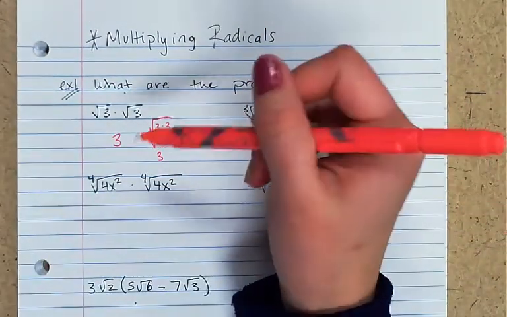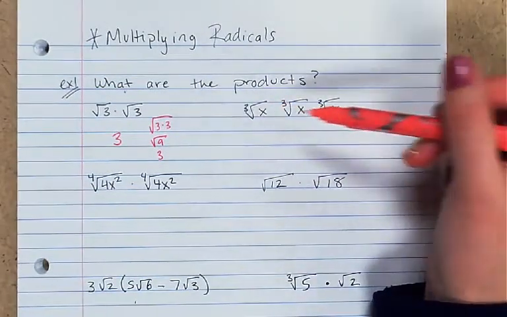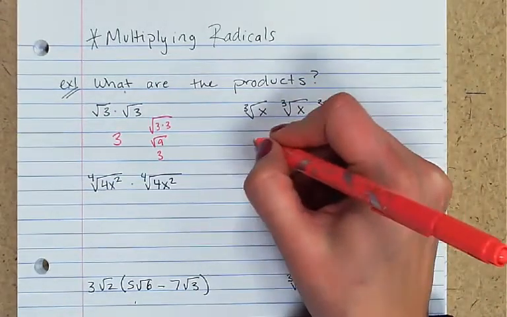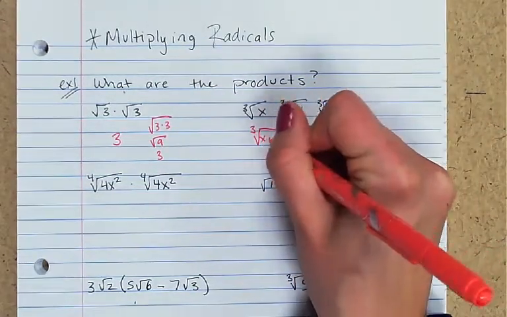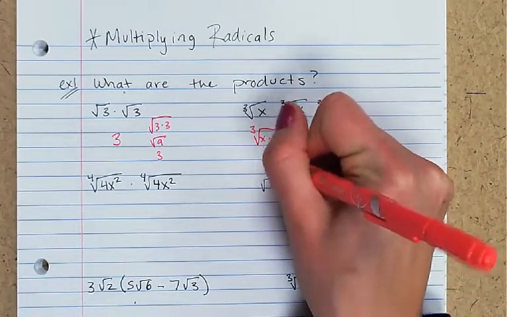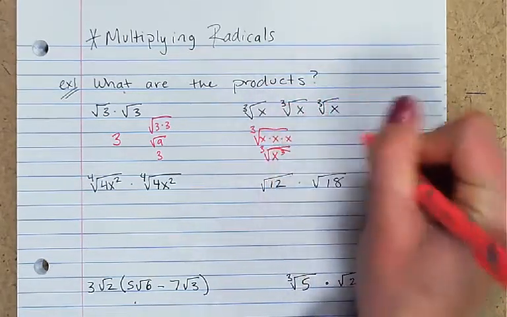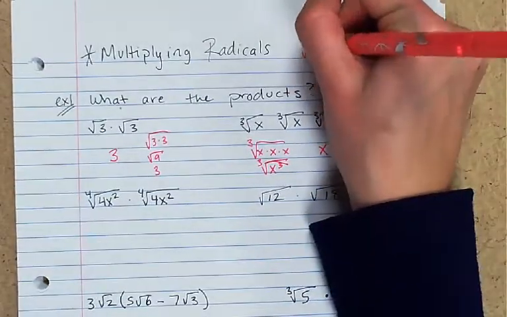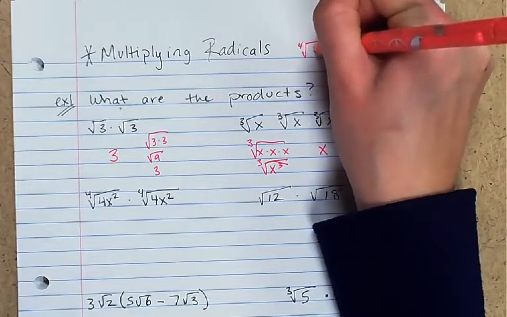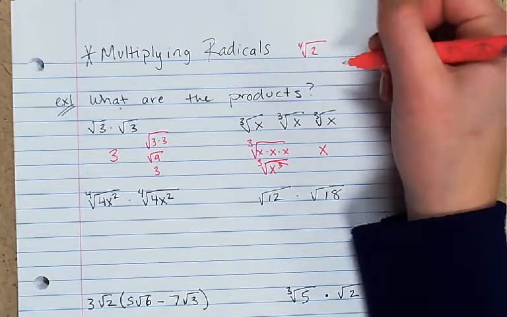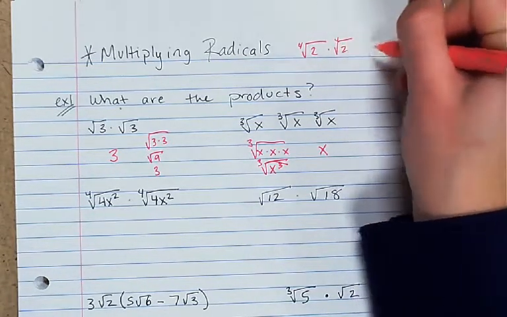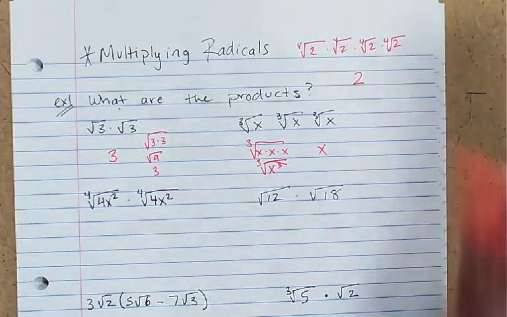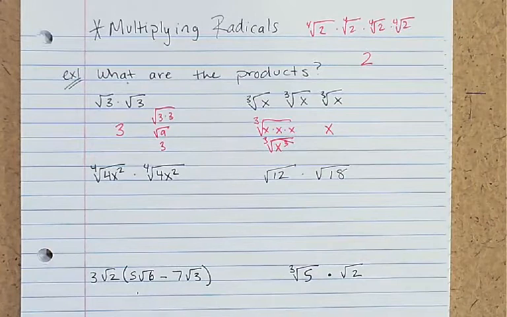If it's bigger than just a square root, like here we have the cube root, for it to work you have to have 3 of them, because then we have the cube root of x times x times x, which is the cube root of x cubed. Those cancel and you just get x. Another example: if I had the 4th root of 2, for it to be just 2 at the end, you need 4 of them: 1, 2, 3, 4. If you multiply all of those out, you get 2.